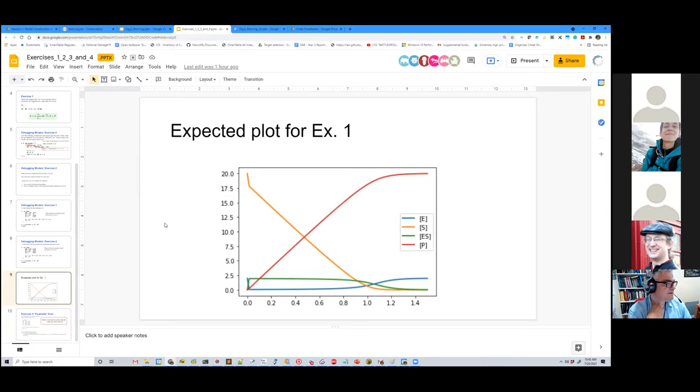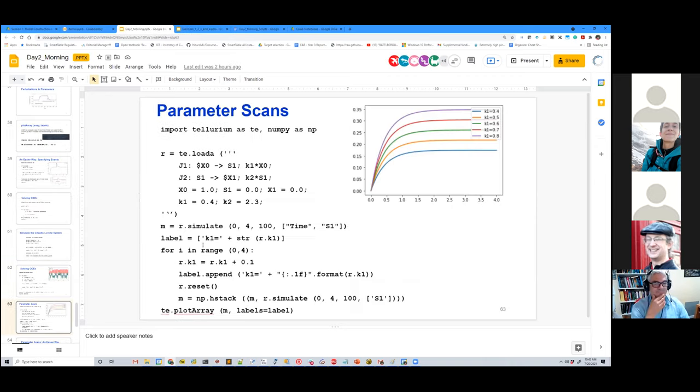Is there a difference between external and const? That's a good question. I think that's one for Lucian. The answer is no, not for species. Ext is a sort of special term for species in particular, but yeah, const.